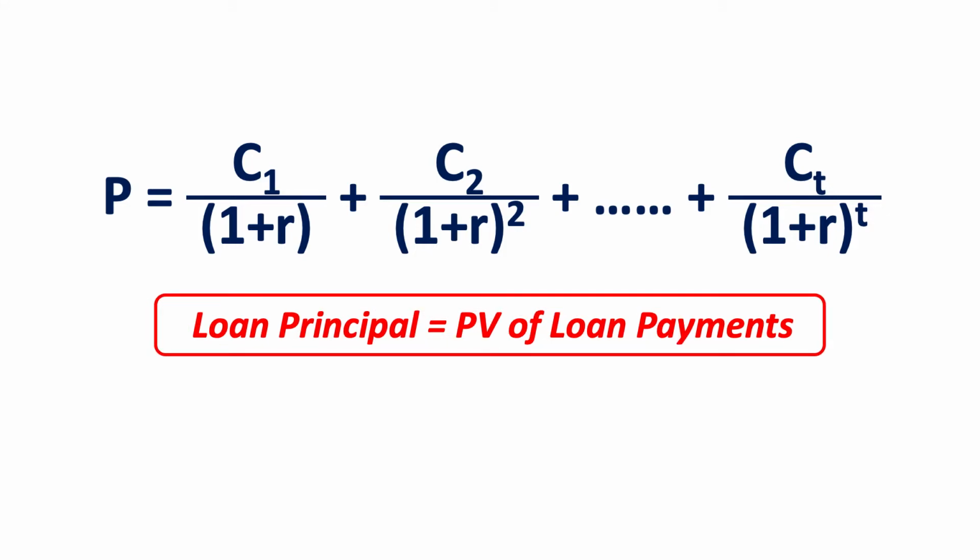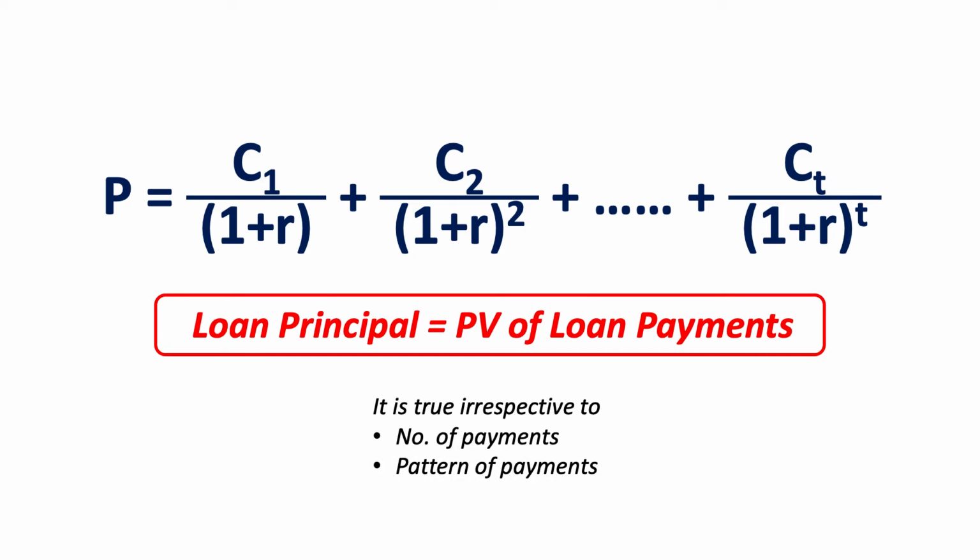So the equality between the loan principal and the PV of loan payments is irrespective of the number of payments. It is also irrespective of the pattern of payments as well. In this equation, we have assumed nothing about the relative amounts of C1, C2, C3, or any other loan payments. These payments can be equal. In such a case, we have loan payments in annuity. These payments can also be different too, and some of them can be zero.